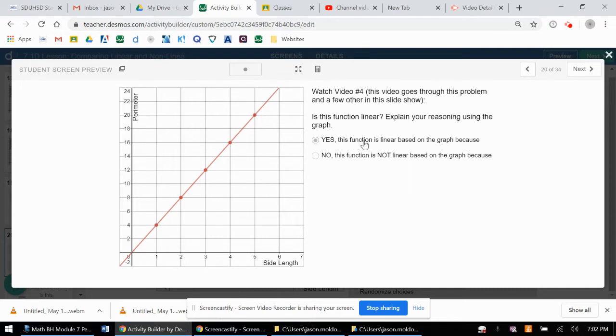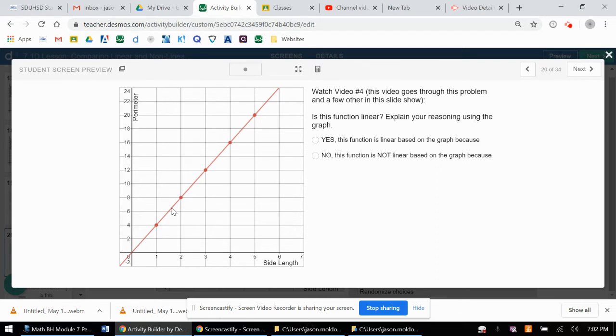I would encourage you to pause the video right now and try to answer the next couple of slides. But I would also maybe watch this video to make sure you understand what these questions are stating, because they could be somehow misinterpreted. So the first question is: is this a function? Explain your reasoning. Sorry, is this a linear function, or is this function linear? Explain your reasoning using the graph.